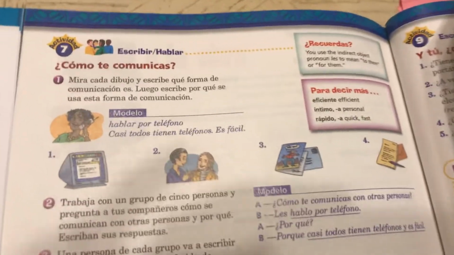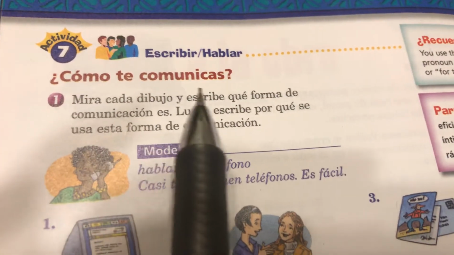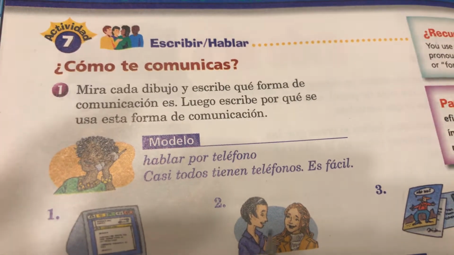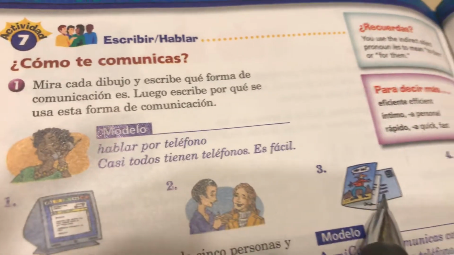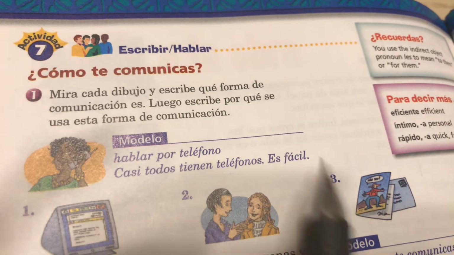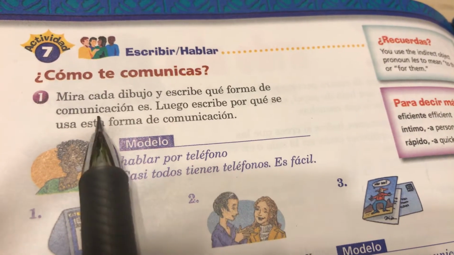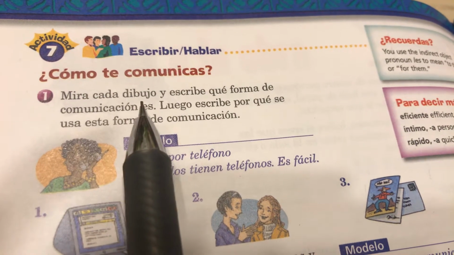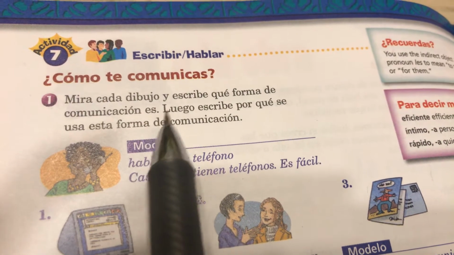So let's look at Actividad 7. ¿Cómo te comunicas? How do you communicate? Mira cada dibujo. Mira means to look. So look at each drawing. Mira cada dibujo or picture. Y escribe qué forma de comunicación es. So look at each picture and write down which form of communication it is.